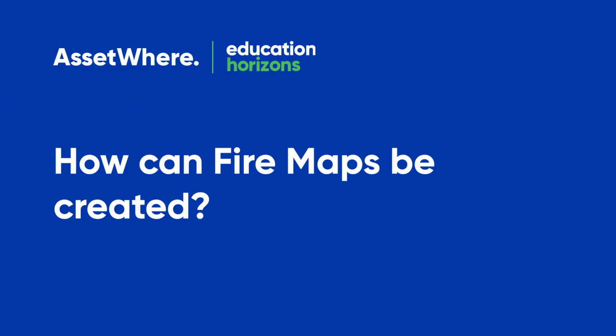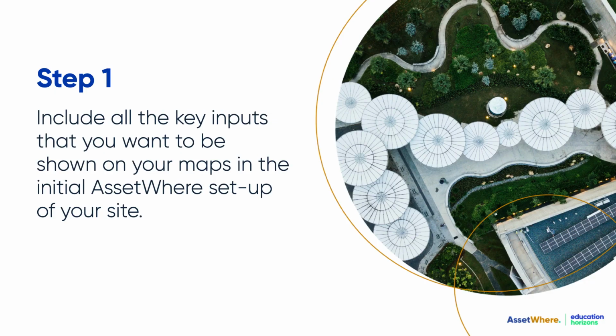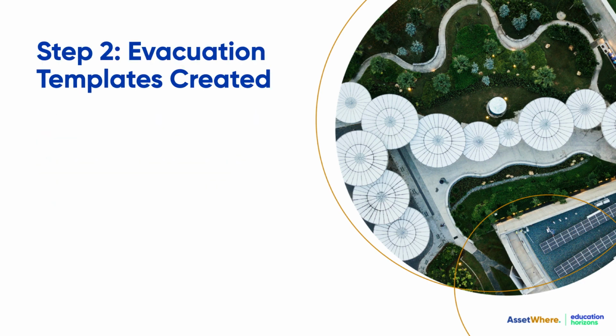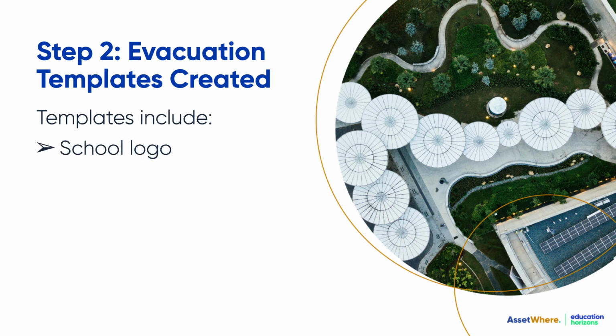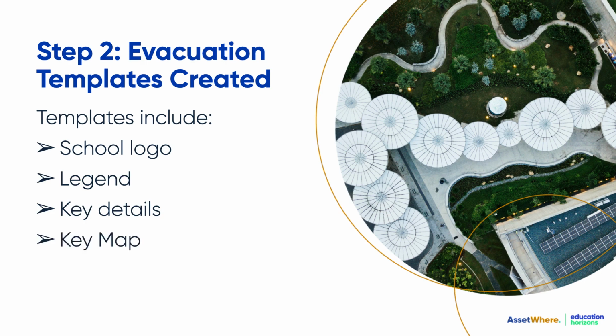So how can fire maps be created? Well, step one is to include all the key inputs that you want to be shown on your maps in the initial AssetWhere setup of your site. Step two is the AssetWhere team will work with your school to create the evacuation templates and include your school logo, legend, along with the key details to be shown in every map, and the key map showing where the building is located and the evacuation site.